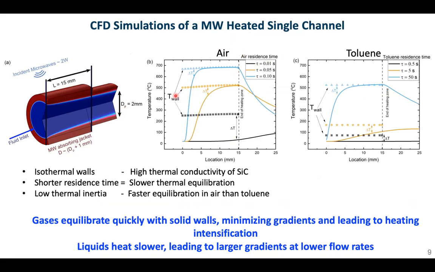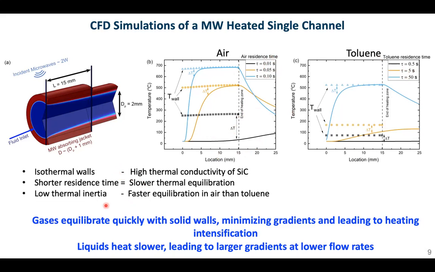With air, we find that for residence times in the order of 0.1 seconds, the temperature gap is maintained. With toluene, however, this temperature gap can be maintained with residence times in the order of 5 seconds. So clearly, this tells us that with shorter residence times, we have a slower thermal equilibration.